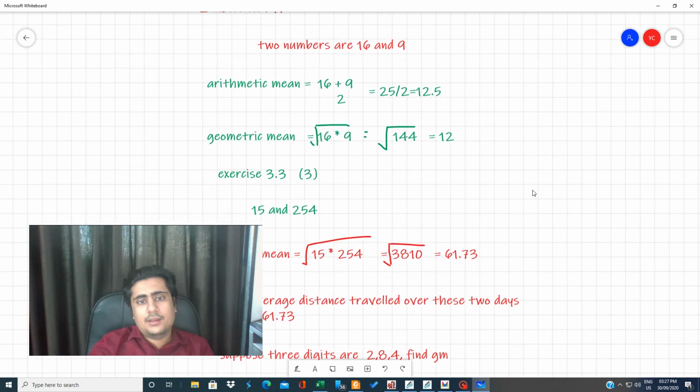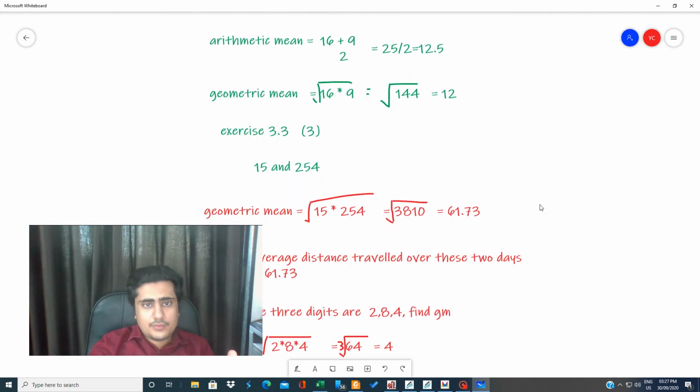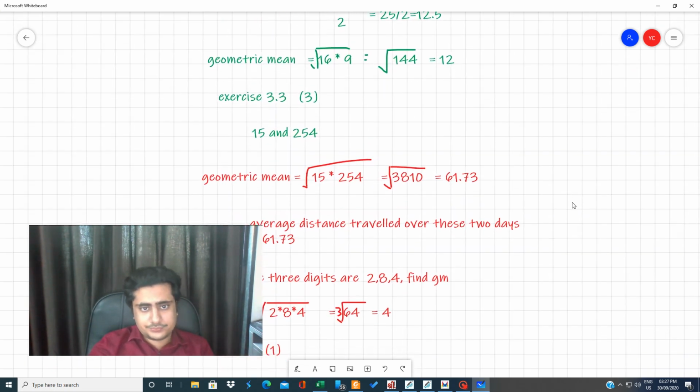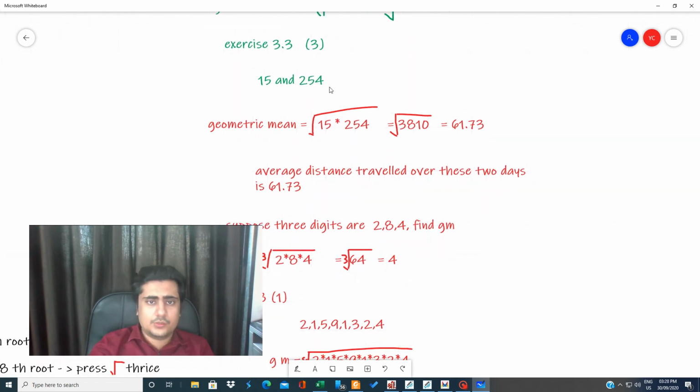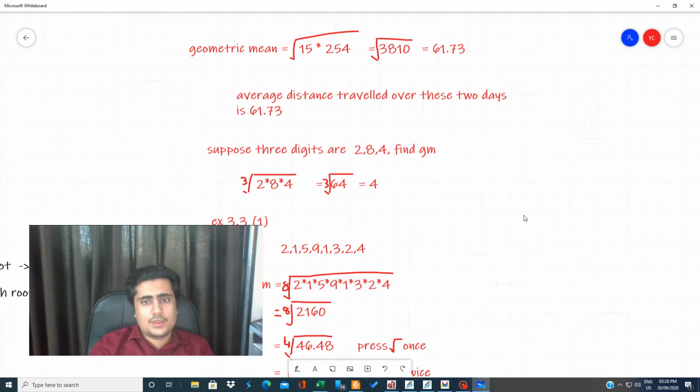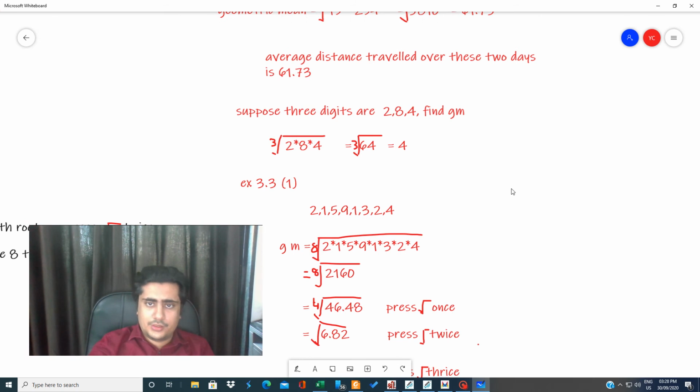Okay. Now, exercise 3.3, third question. We have done this question in which there were two digits, 15 and 24, and we multiplied both digits and took the square root. With two digits you multiply both and take the square root, but if there are 3 digits, that is 2, 8 and 4, you will multiply the 3 digits and take the cube root. So you are understanding that if there are 4 digits we will take the fourth root, if there are 5 digits the fifth root, if there are 6 digits the sixth root.